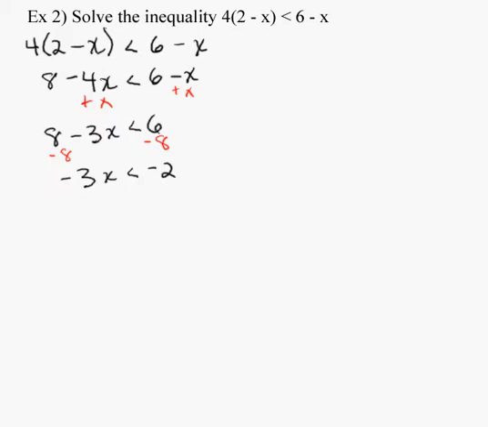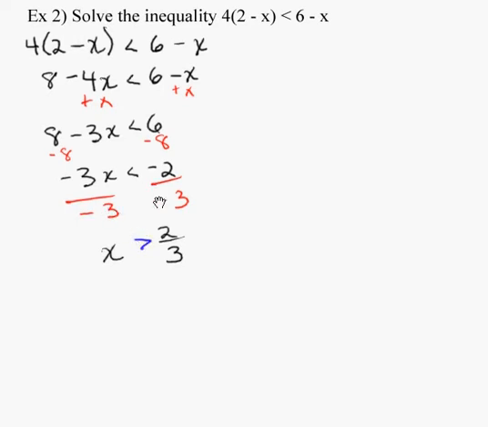Now here's where we have to start being careful. To get x by itself, I need to divide by a negative 3. And when we divide by a negative, it changes the direction of the inequality. So when you have an inequality, anytime you multiply or divide by a negative number, which we are, negative 3, it changes the less than to a greater than, or a greater than to a less than.